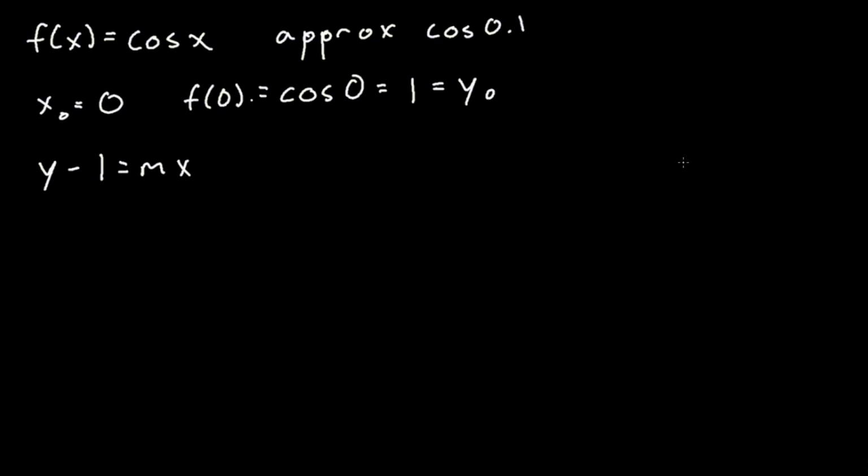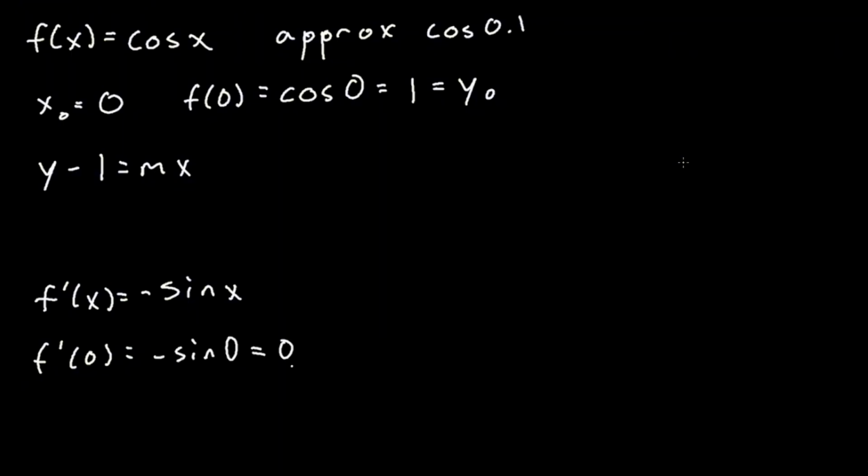Alright, let's go ahead and find m. So m is your derivative. The derivative of cosine is equal to negative sine of x. Okay. Now we just need to find the derivative at x equals 0. So if we plug in 0 into negative sine of x, well, negative sine of 0 is equal to 0. Therefore, our slope is 0 in this case. So y minus 1 is equal to 0 times x, just 0. Therefore, y is equal to 1.